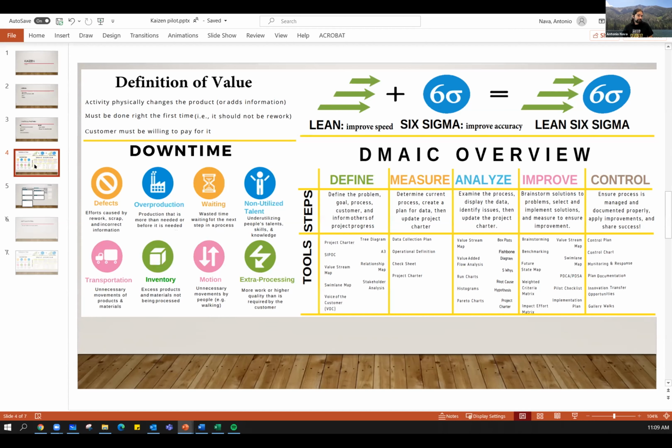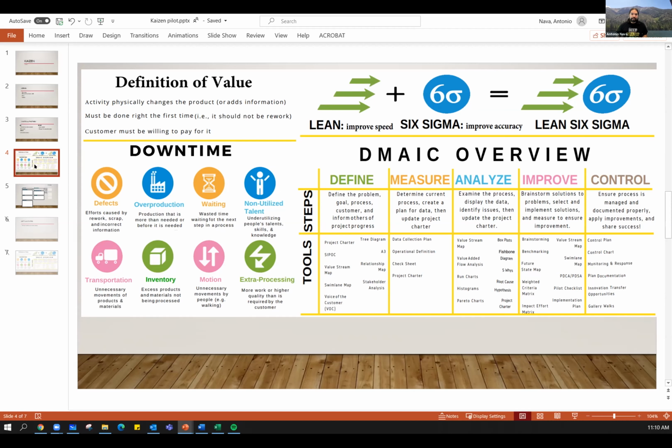Is it being done right the first time, in the sense that, are we doing QA work? Is this rechecking things, that sort of thing? So it should not be rework, and the customer must be willing to pay for it. As I mentioned, they might not be giving us money for the item, but they're definitely going to raise a flag if we do it incorrectly, right? That's what we're looking for. Does the customer, are they going to notice? Are they going to say something to you? Are they going to return it as a defective unit or incorrect form, etc., if it is not done a certain way?